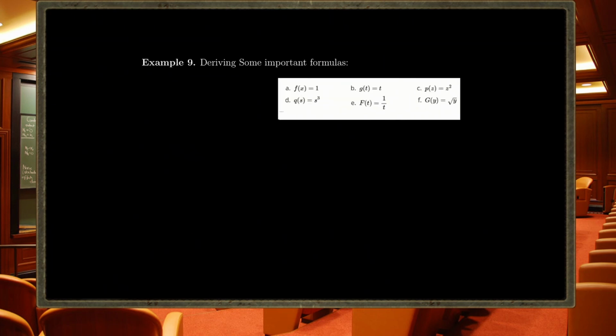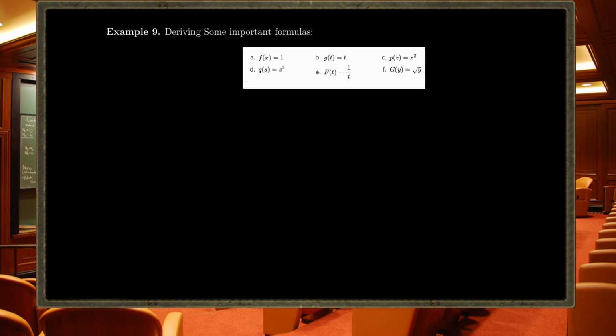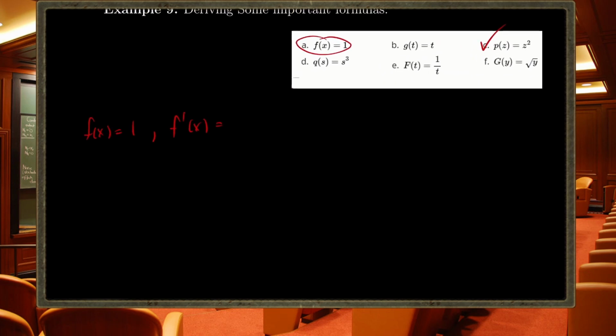Okay, so let's go ahead and derive some of these important formulas we're going to use. I'm going to do 3 of them right now, and then I'll leave the rest for you guys to work through, because they tend to be the same. It's just working out through the algebra. All right, so we've actually already done this guy, so we don't need to work through that. But let's look at this one. So if f of x equals 1, then f prime of x is equal to what?